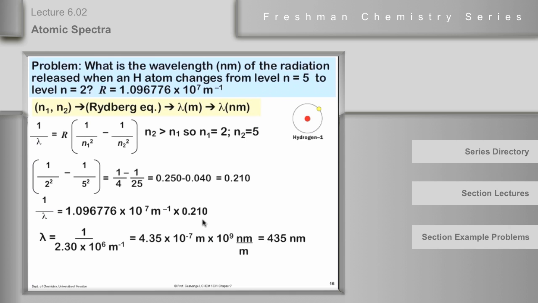Calculation like this is just a plug and chug, but of course you need to remember the form of the equation, and you need to remember that n2's got to be greater than n1. Questions on this?